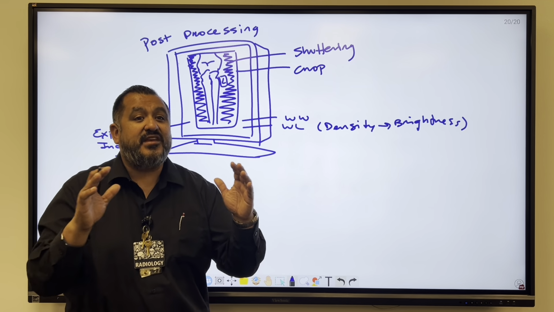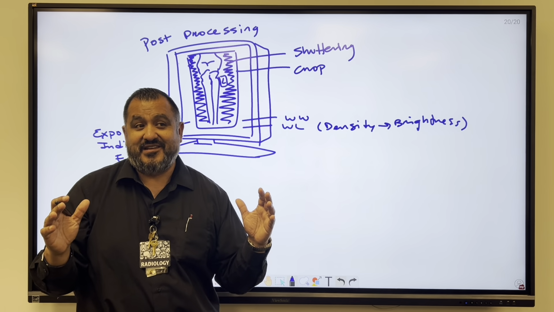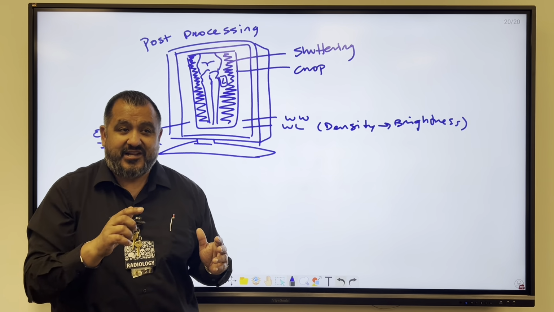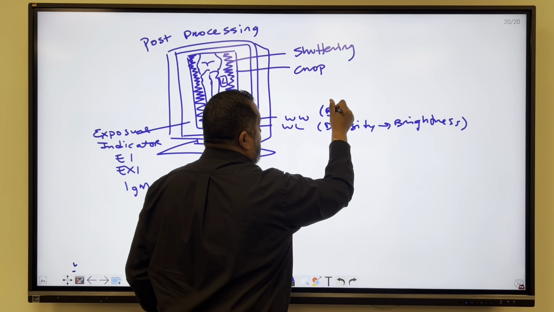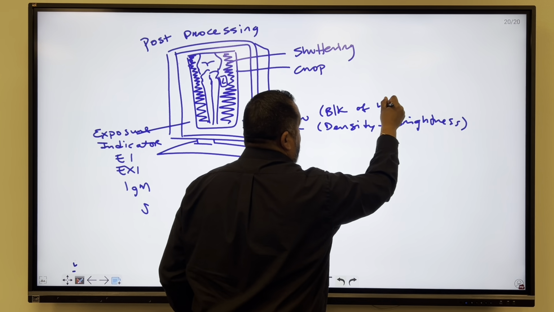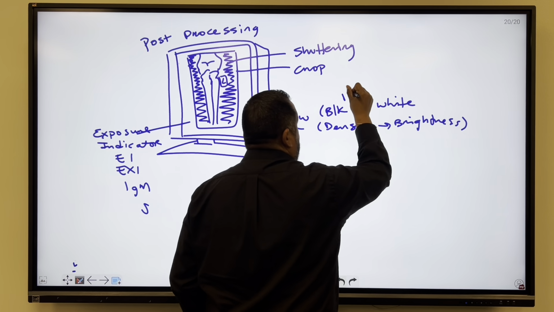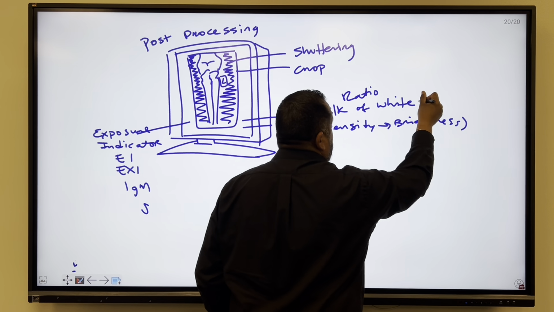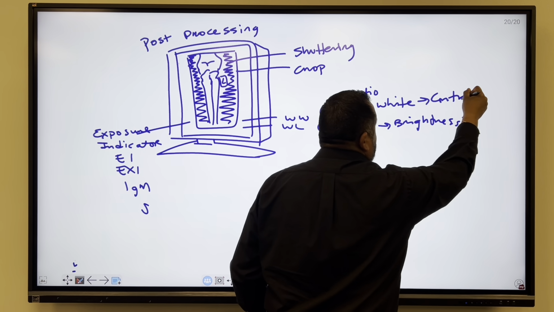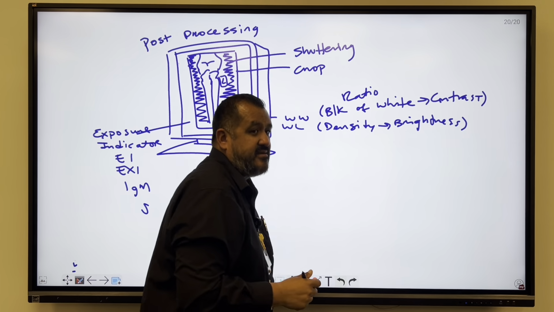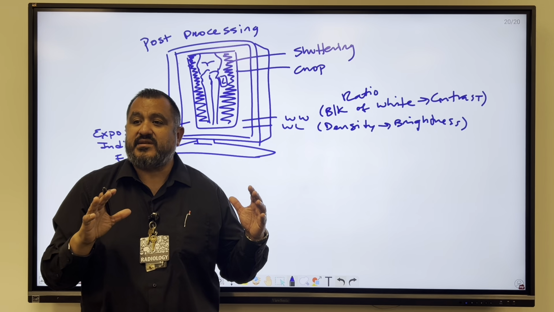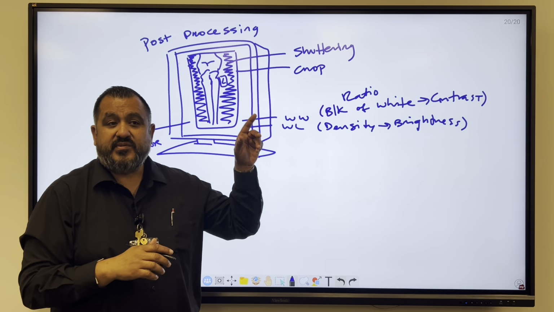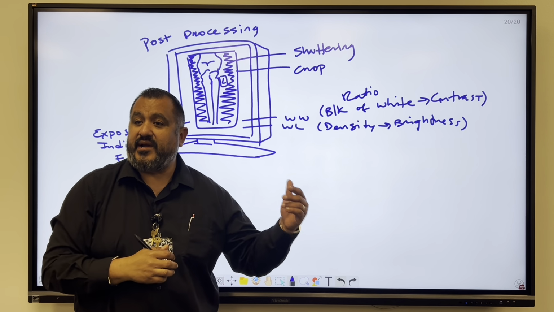Window width, I think about the width of contrast. So when you start to change the ratio of black and white, okay, ratio of black and white, you're changing the contrast, and that's going to be window width. Okay, so window width is the contrast, the grayscale. Window level is going to be the density. It's going to have an effect on the brightness.